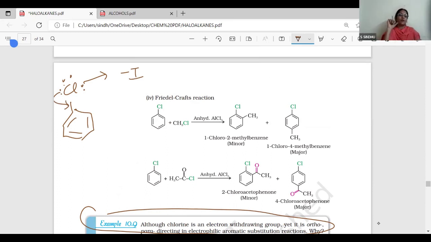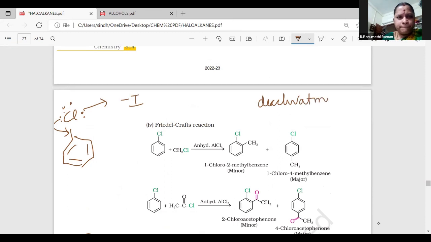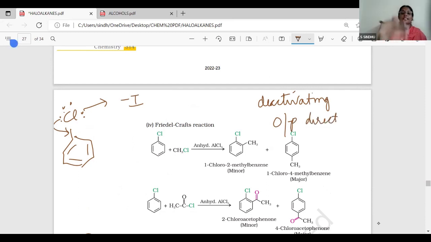So what favors what? Deactivation is due to what? It is deactivating, and at the same time it is ortho-para directing. So what favors what? Why is it deactivating? Is it due to the -I effect or the +R effect? Due to the -I effect, how does it become deactivating?